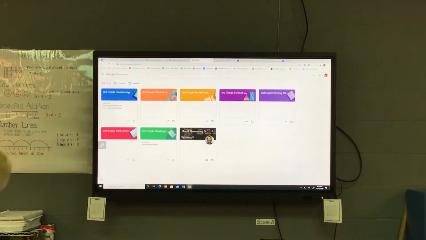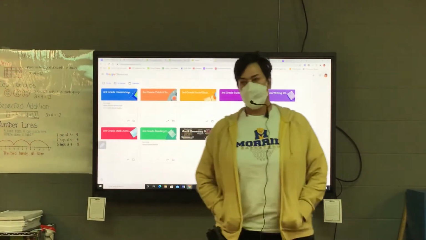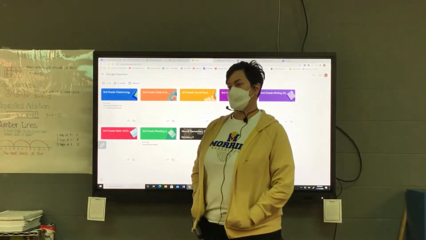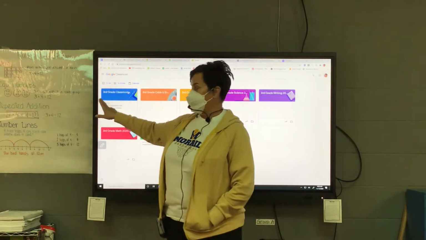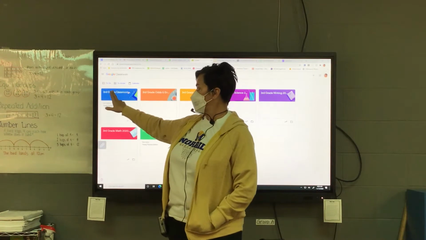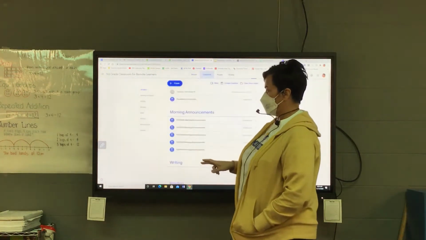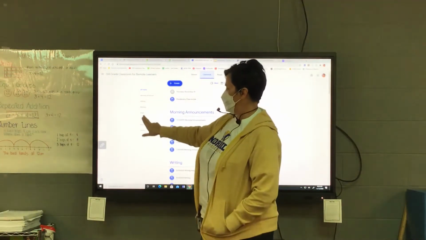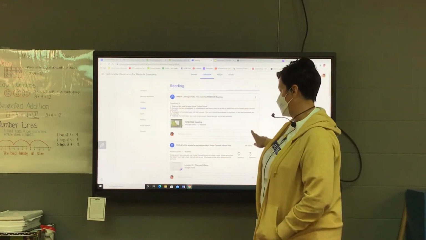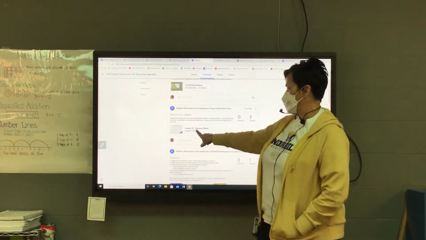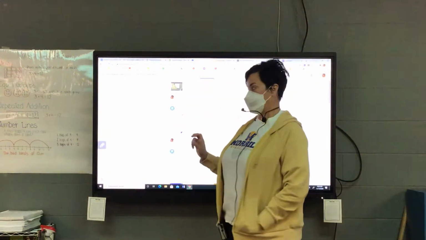For reading today, we're going to finish up Young Thomas Edison, and we're going to take our test for that. So those of you learning from home right now, you'll go to your third grade classroom for remote learners, go to classwork, and then go to reading. And you'll see that your test is a Google Forms this time.